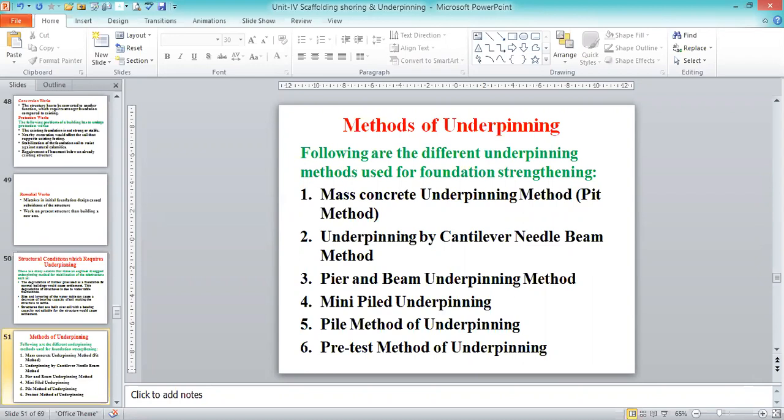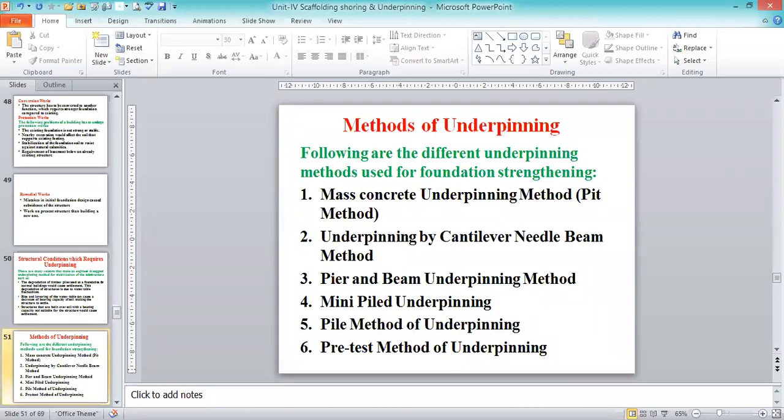Mass concrete underpinning method or pit method, underpinning by cantilever needle beam method, pier and beam underpinning method, mini piled underpinning method, pile method of underpinning, precast method of underpinning. So all these 6 methods are used depending upon what the depth of excavation is, or the depth of foundation treatment we are going to do.